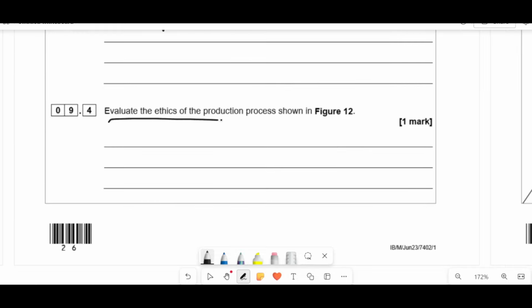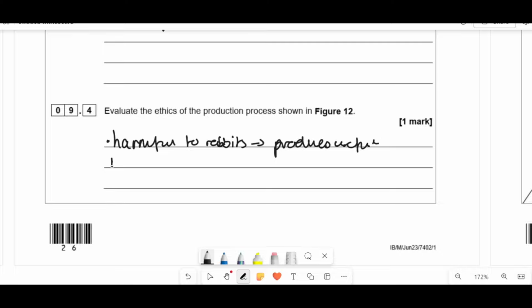Then it says, evaluate the ethics of the production process. So here, you've got to talk about the positive and the negative. You can't just say one thing, right? A lot of people had missed this. Very few people actually got this right. A lot of people just gave one side of the argument. When it's evaluate, you need to give both sides, positive and negative. So for example, it's harmful to the rabbits, but why is it useful? It produces useful medications or drugs, which alleviate human illness. So while, yes, you're causing harm to rabbits, you're also helping people not die.